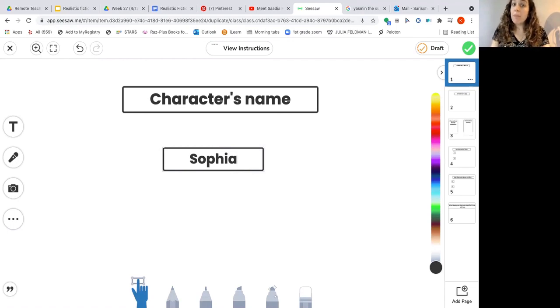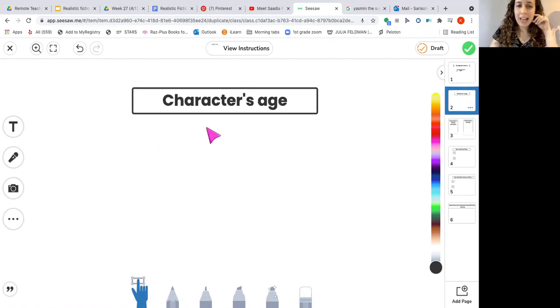Now, there are really people out there named Sophia. Like I know that Lucas's cousin is named Sophia, but my character is not Lucas's cousin. My character is somebody that I'm just making up right now. And my character's age, how old should she be? I'm thinking that she's going to be 7 years old, like a first grader.